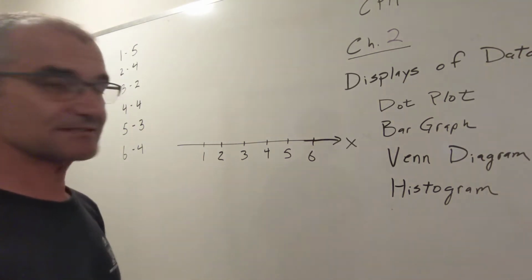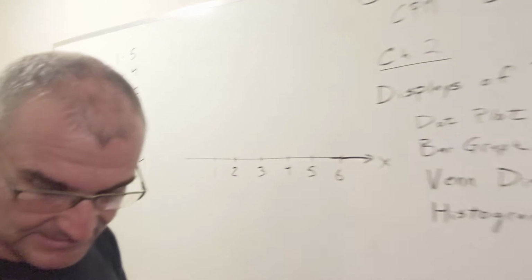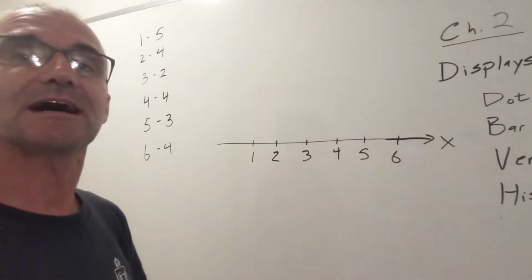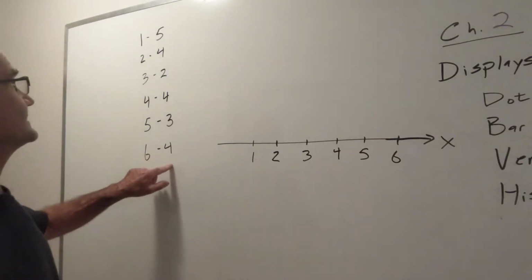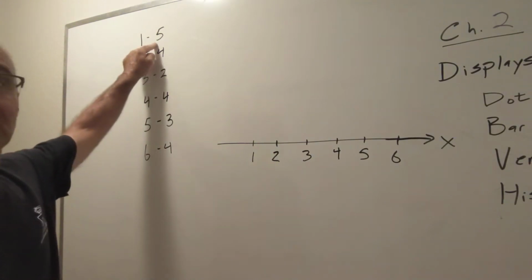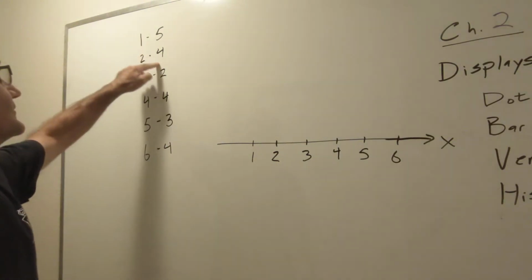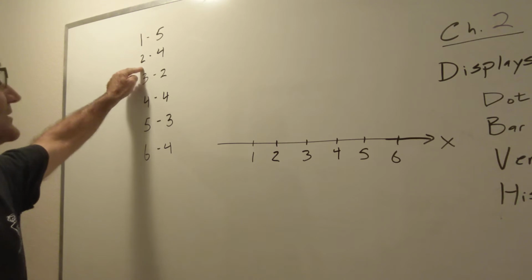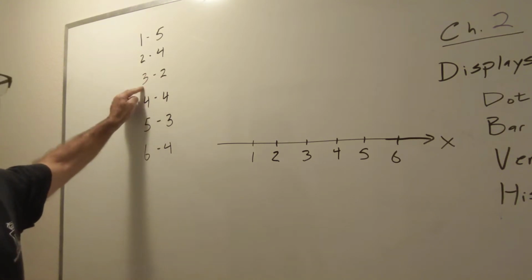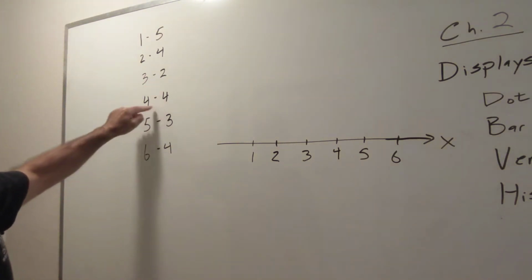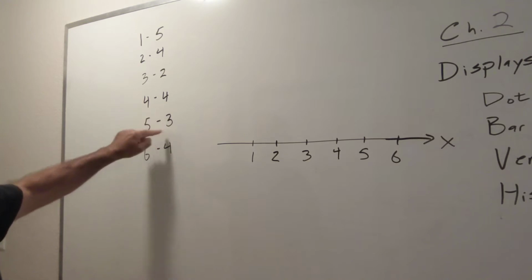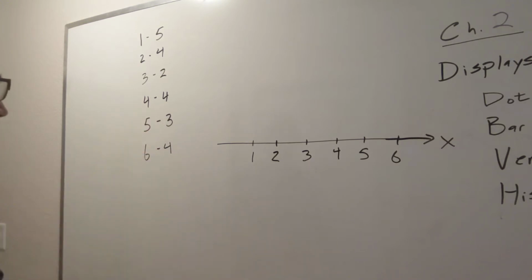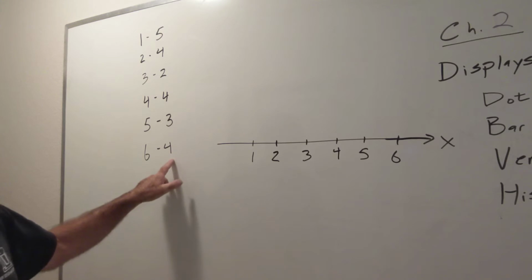And I could write that out as a frequency distribution. And I did that right here. So I rolled a die 20 times. And 5 of those times I got a 1. 4 of those times I got a 2. 2 of those times I got a 3. 4 of those times I got a 4. 3 of those times I got a 5. And then I rolled a 6 4 times.